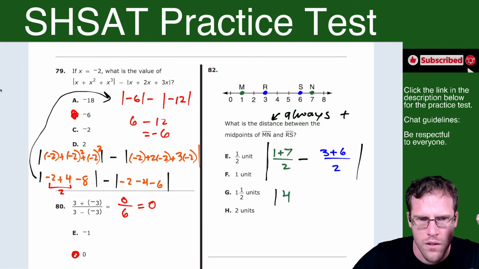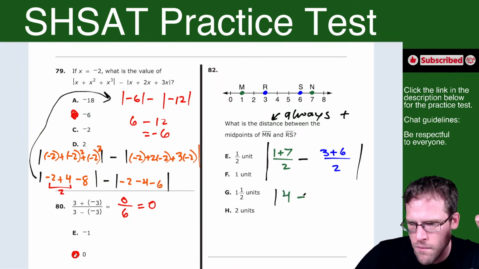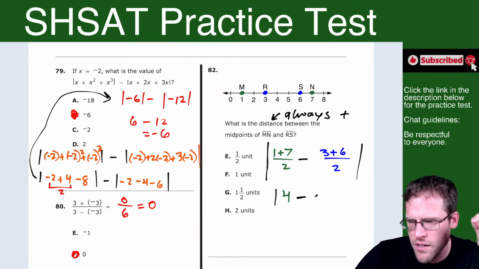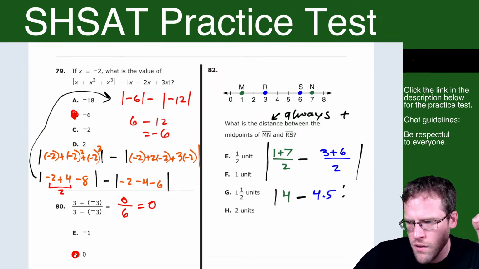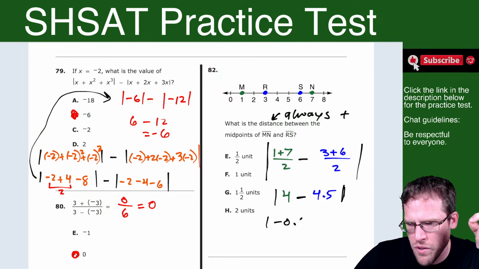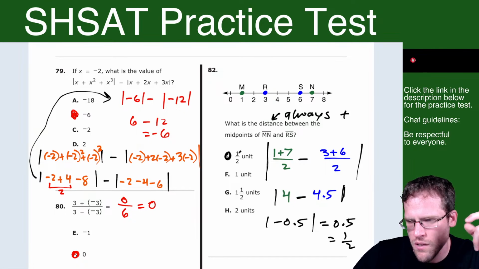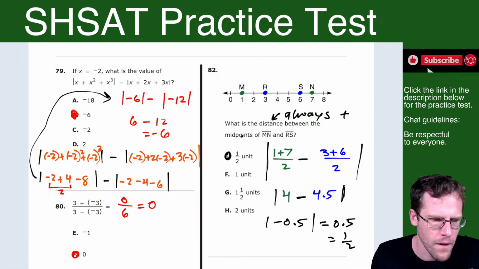And then minus, let's change colors here. So minus, and this one, if you had 9 divided by 2, that's 4.5. So then, yeah, this becomes negative 0.5, which is 0.5, which is 1/2. So choice E. Yeah. Cool.